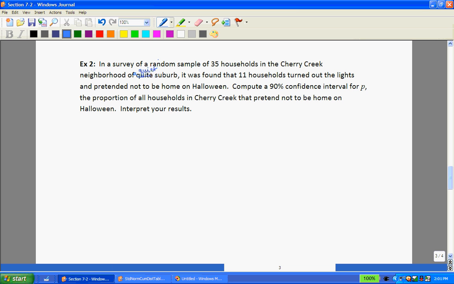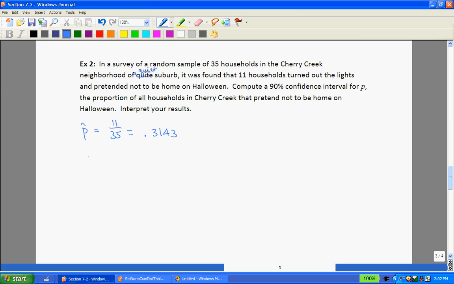Well, this time, compared to the previous example about physicians doing charity care, we're given the proportion up front, oh no, we're not. I was looking at a different number. Okay, so 35 households and 11 of those households turned out the lights. So first we need an estimate for P. So P hat will be 11 over 35, which is 0.3143 if I round to 4 places. But when I go to do my other calculations, I'm going to let my calculator handle all the other digits that come behind that.